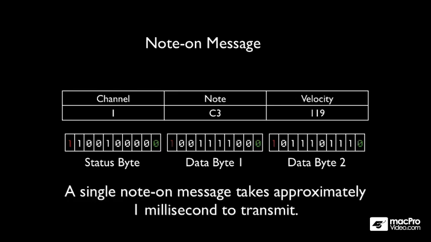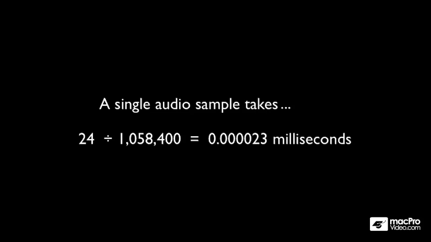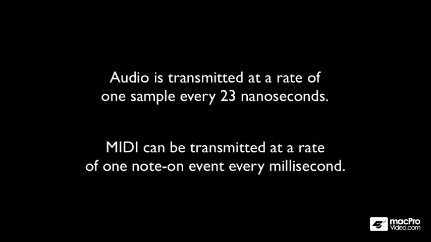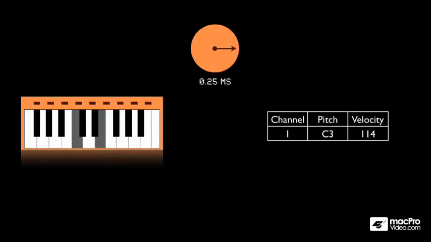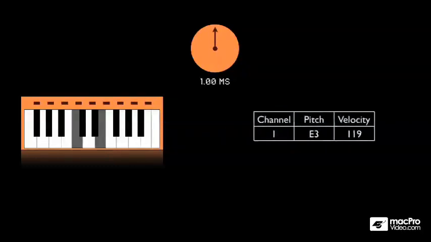Let's compare this to how long it takes a 24-bit audio event, or what we normally refer to as a 24-bit sample, to transmit. Using the same equation, we divide the number of bits in the sample by the bit rate, giving us a result of 23 nanoseconds. So you can see that MIDI is transmitted at a much slower rate than audio. One audio sample is transmitted every 23 nanoseconds, whereas a typical MIDI event can only be transmitted approximately every millisecond. And when you think about that, it means that 2 notes played on your keyboard at exactly the same time will actually be sent 1 millisecond apart.